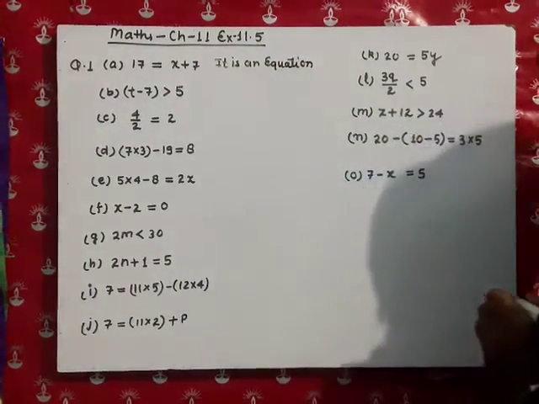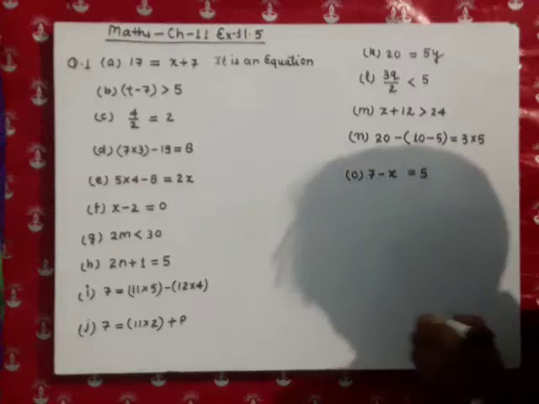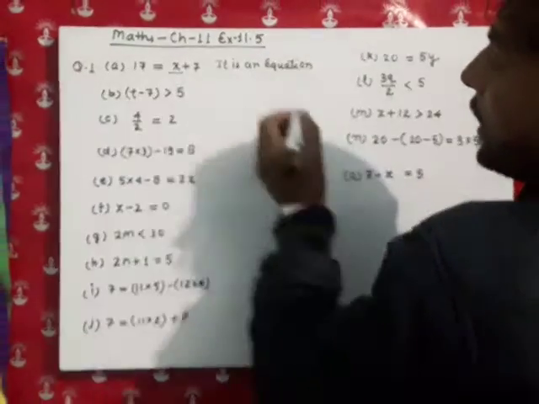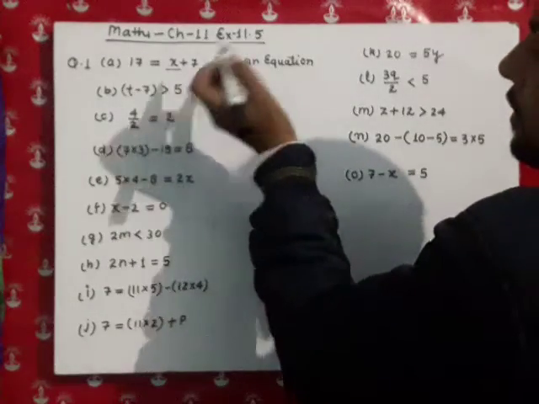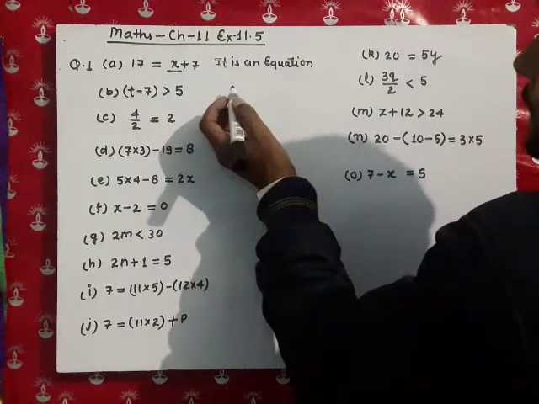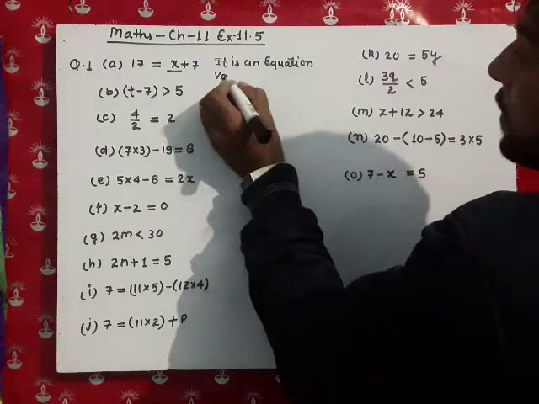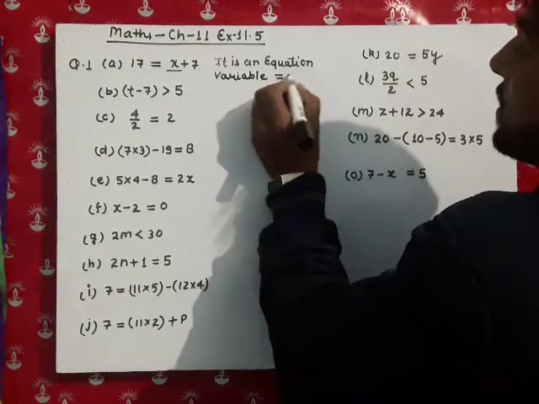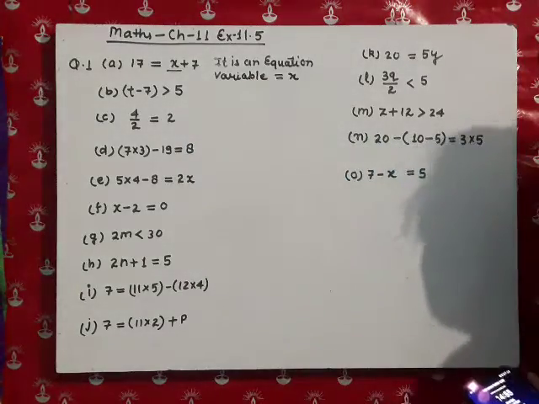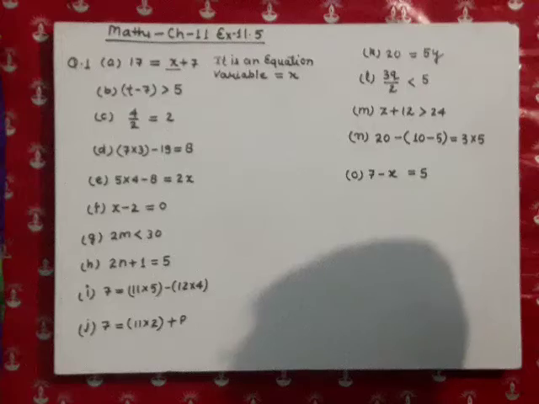And now the question is asking what the variable is here. Variable means the alphabet we use in the equation that does not have any fixed value. So here x is a variable. So we are going to write down the name of the variable. Variable is x. Similarly we are going to do this in all the parts.